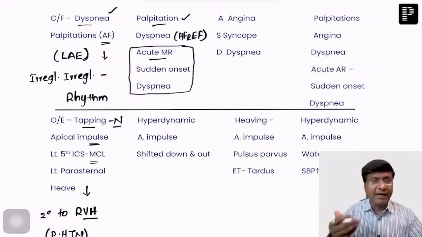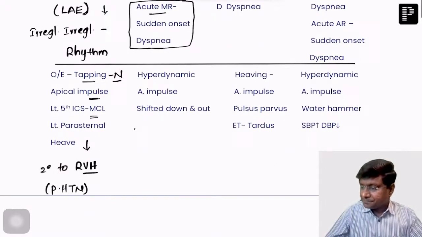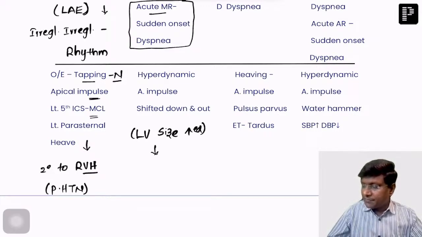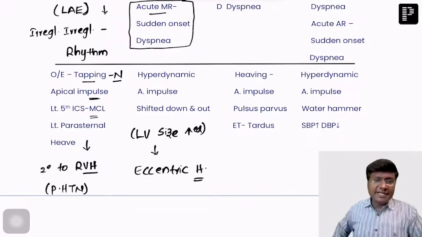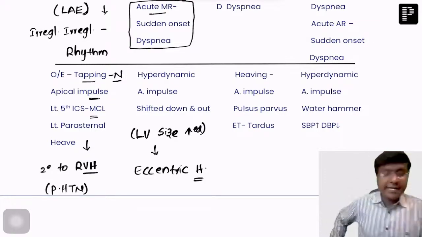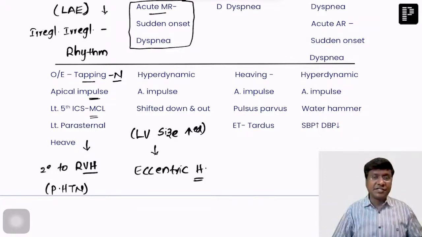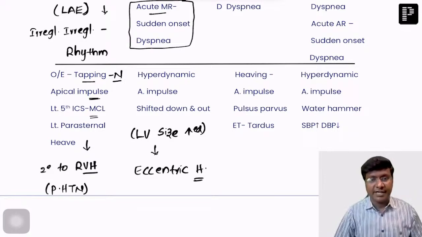So thereby, what will happen to the LV size? LV size is increased, right? And what type of hypertrophy will you have here? Eccentric hypertrophy. Whenever there is eccentric hypertrophy, it is the volume of the ventricle which is increased, not the thickness of the ventricle. Because in aortic stenosis, which I'll be discussing, you will have concentric left ventricular hypertrophy, but here it is eccentric left ventricular hypertrophy.